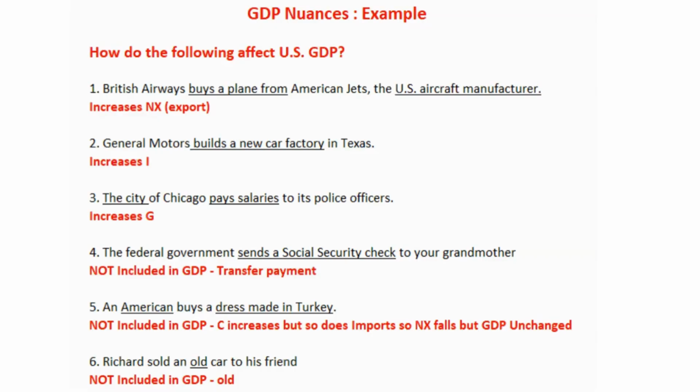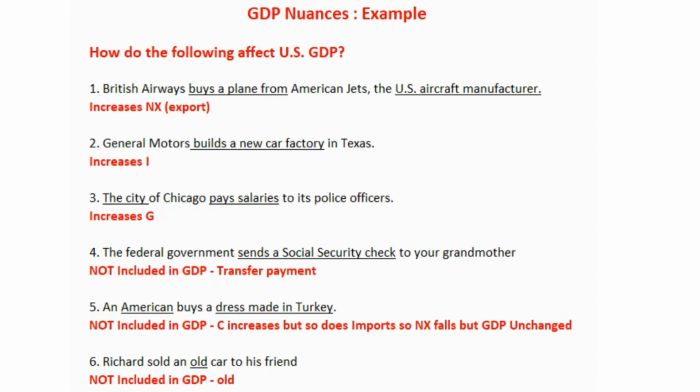This represents gross private investment, so this increases I and hence increases GDP. Now, the city of Chicago pays salaries to its police officers. This will increase G, government spending, and hence it will increase GDP. The next example is the federal government sends a social security check to your grandmother.